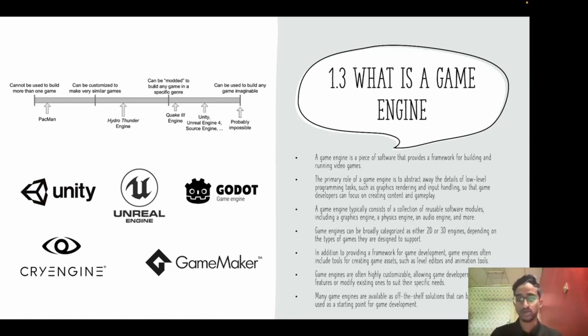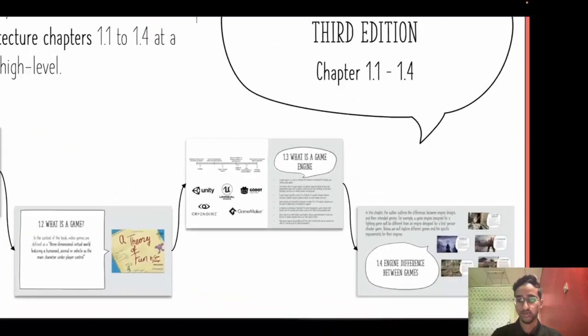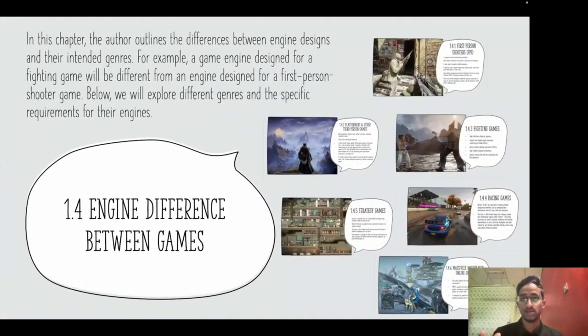Okay, moving on to 1.4. In 1.3 we looked at how engines can help in making more games with less work. In this chapter we're talking about how, for certain genres of games, certain things in engines must be specific or specialized to allow that game to be the best at what it does.